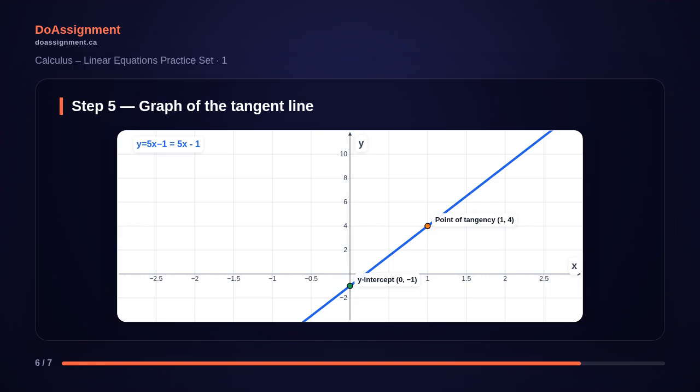Here we can see the tangent line y equals 5x minus 1 plotted on the coordinate plane. It crosses the y-axis at -1 and passes through the point (1, 4), where it just grazes the parabola.